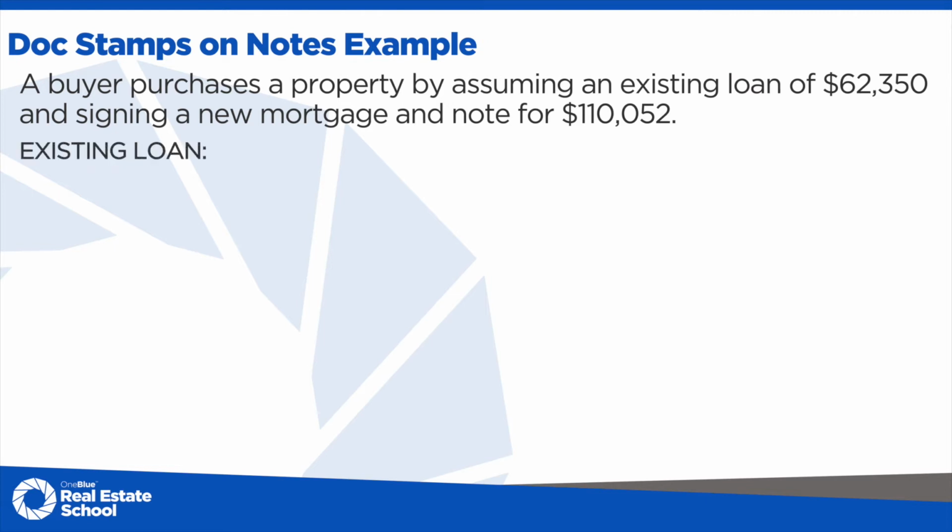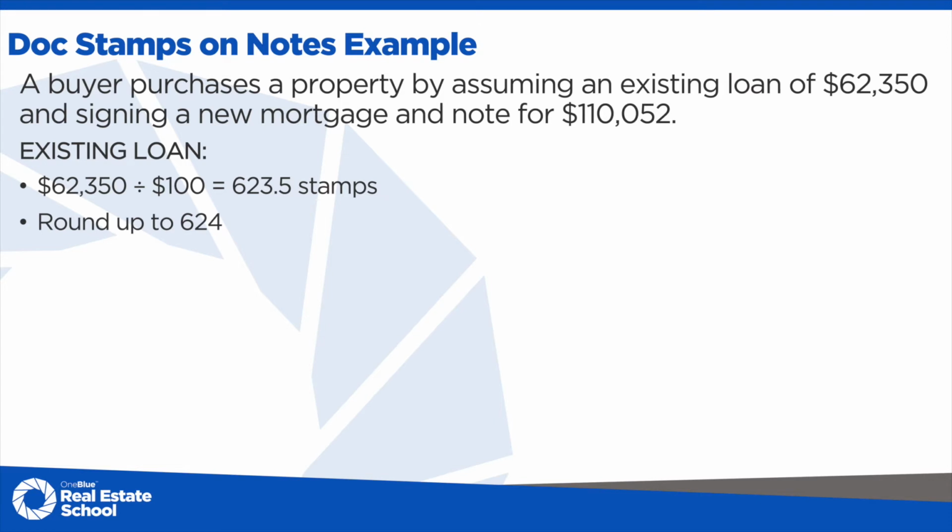First, let's take our existing loan. Our existing loan is $62,350. Divide that by 100. That gives me 623 and a half stamps. I can't have half a stamp, so I have to round it up to 624 stamps. Multiplying that by 0.35 gives me $218.40. Now, let's take the new one.